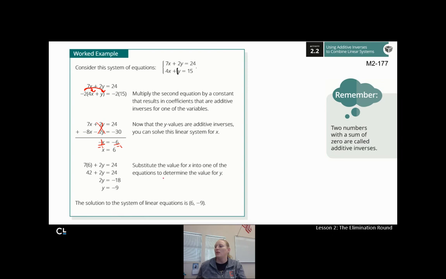And of course, now that we know what x is, we can substitute the value of x into one of the equations to determine the value for y. I don't care which equation you pick. Pick an equation, any equation. Let's just use the first one. It sounds good. So instead of 7x plus 2y equals 24, we'll plug in our 6.